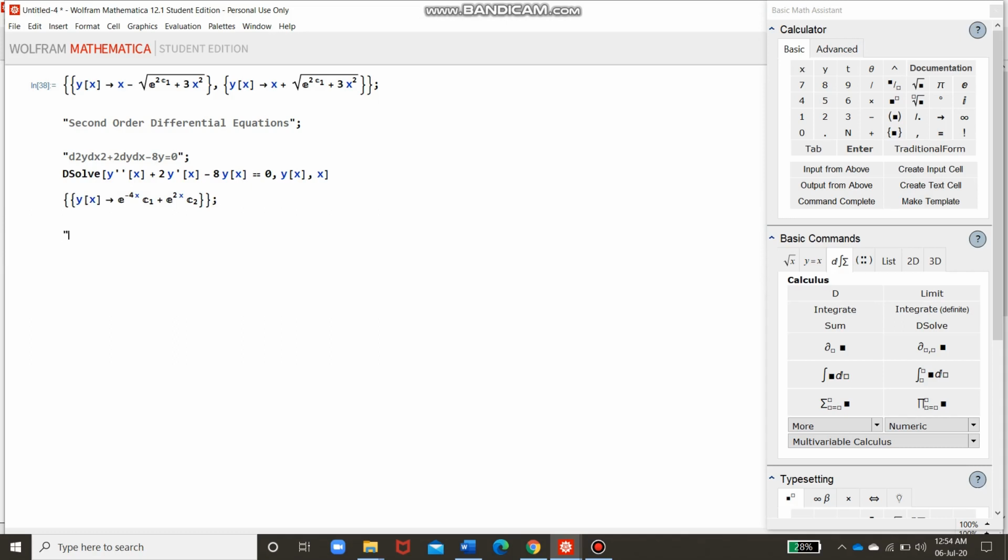The next problem is d squared y by dx squared plus 2 dy by dx minus 8y equal to 6 cos x. So pause the video, try to solve it by yourself.